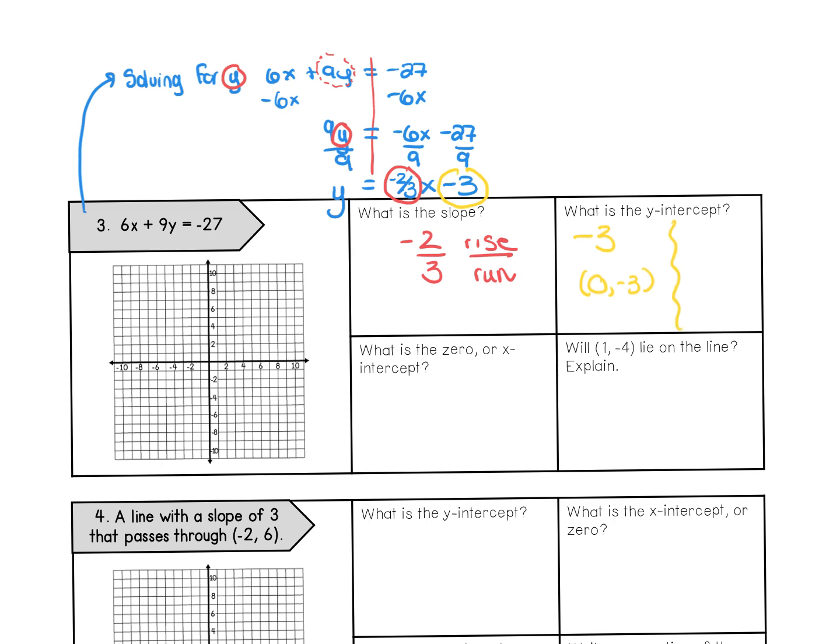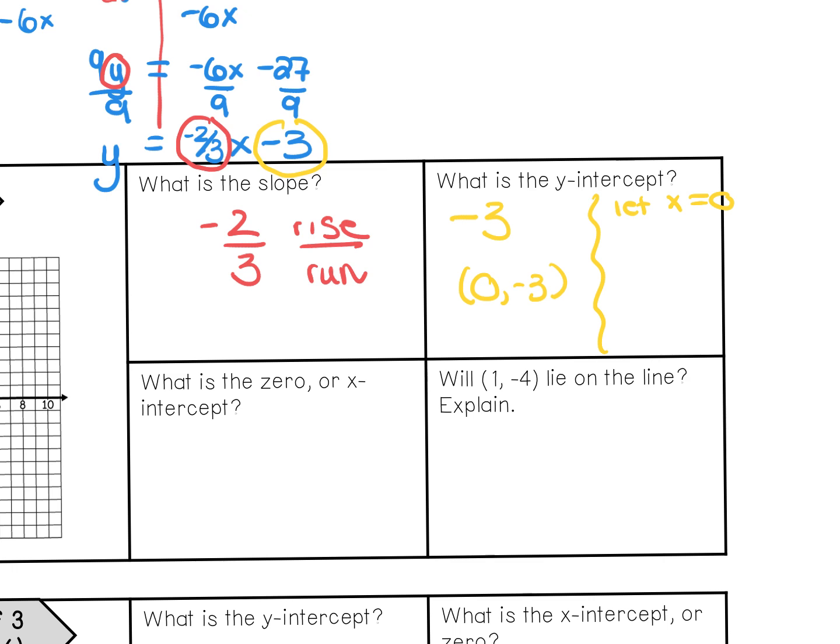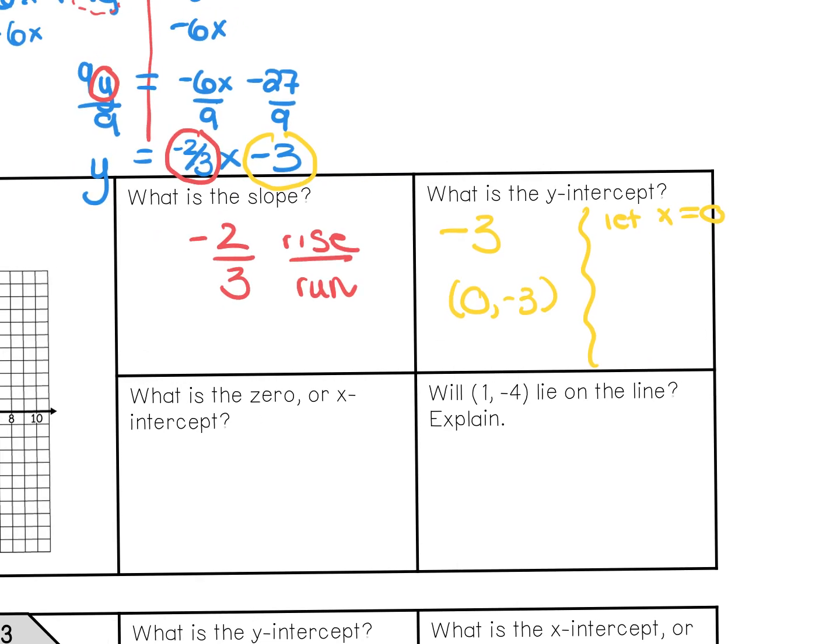We also could have found that by letting x equal 0. So if I did that, my equation said 6x plus 9y equals negative 27. And then remember, let x equal 0. So 6 times 0 plus 9 times y equals negative 27. 6 times 0 is nothing. 9y equals negative 27. Divide by 9, divide by 9. Your y-intercept would have been negative 3. So either way works.